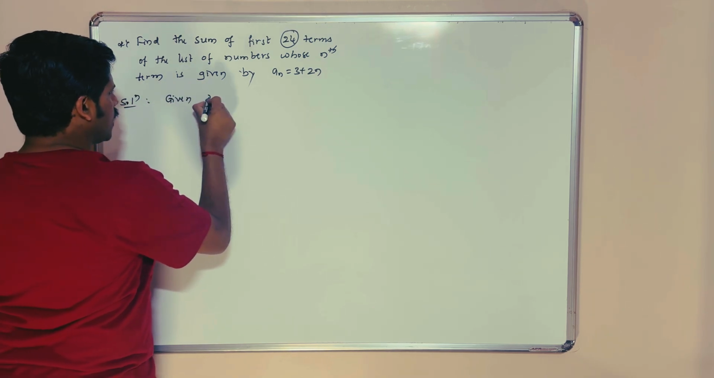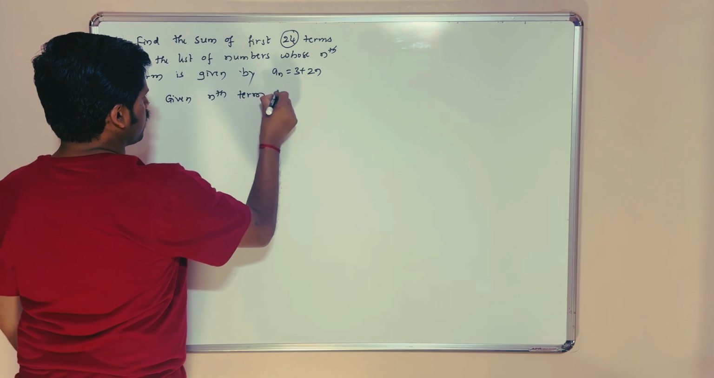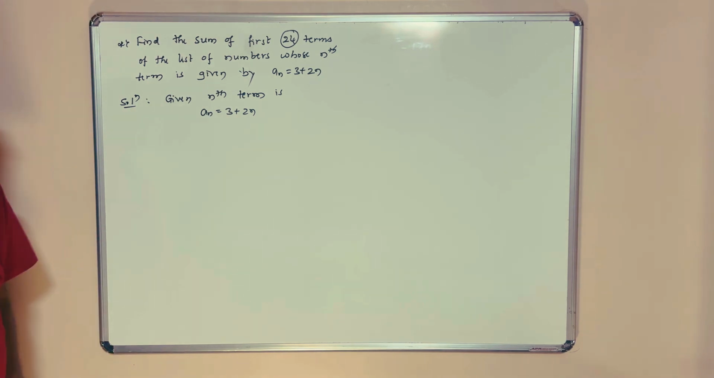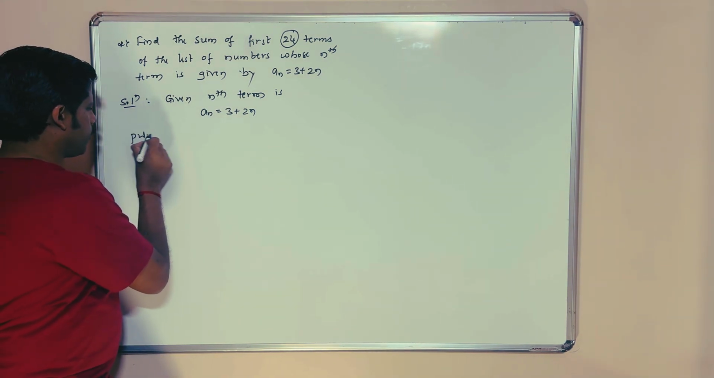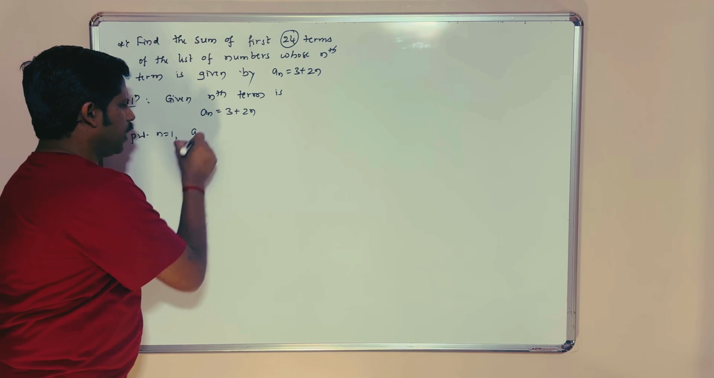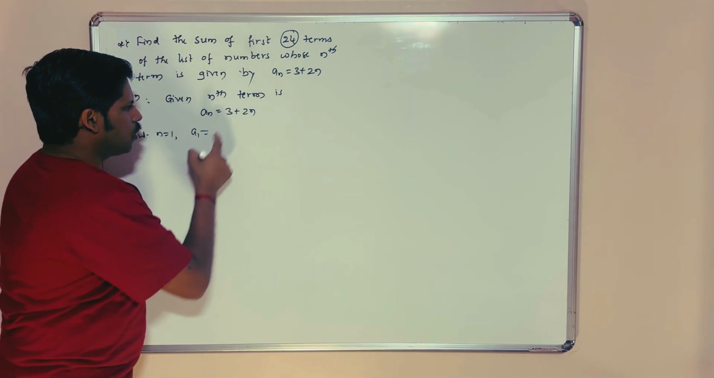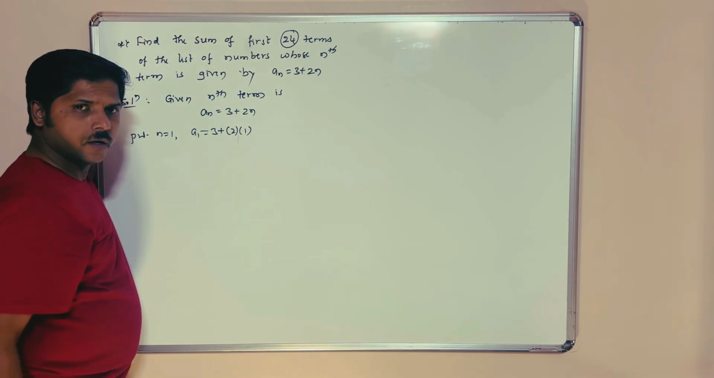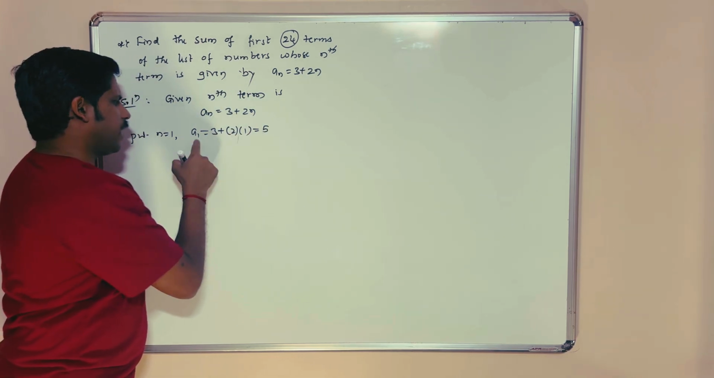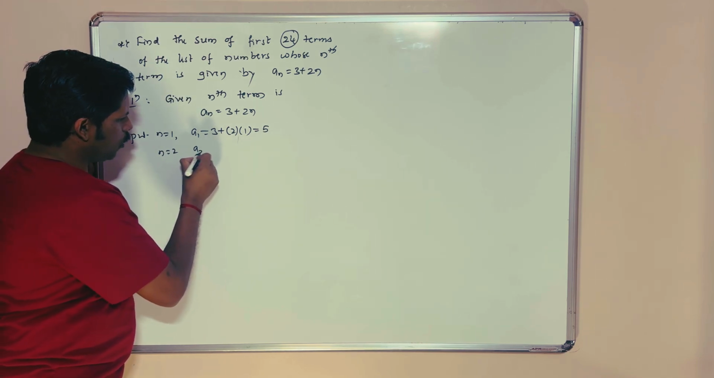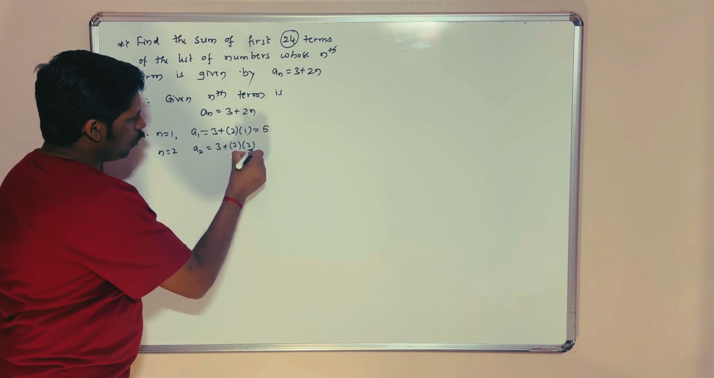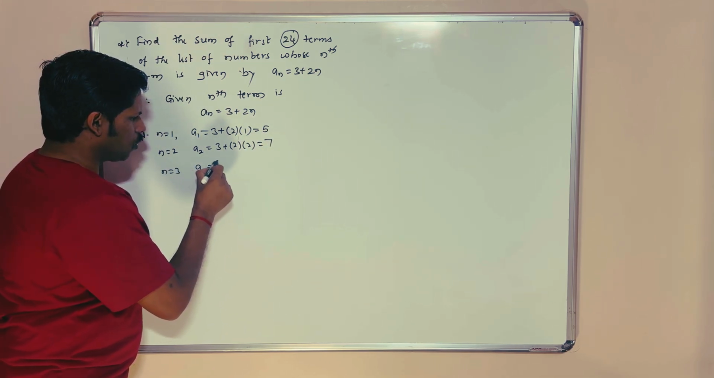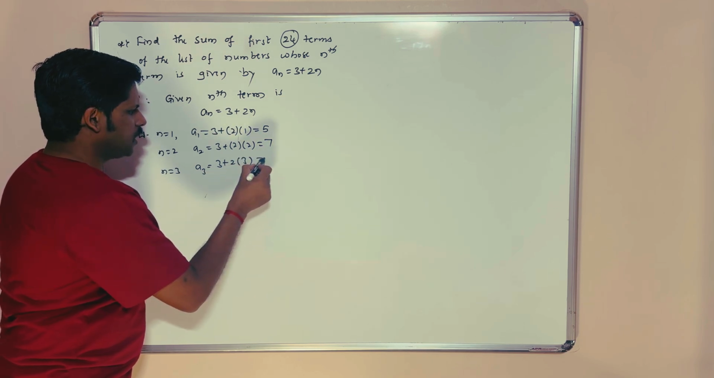So solution, here given nth term is an is equal to 3 plus 2n. First we find some list of numbers. So put n is equal to 1, we get A1, that is the first term. So A1 is equal to 3 plus 2 into 1, because n value is 1. 2 ones are 2, 2 plus 3 is 5. A1 is 5. Put n is equal to 2, then A2 is equal to 3 plus 2 into 2, 4, 4 plus 3 is 7. N is equal to 3, A3 is equal to 3 plus 2 into 3, 6 plus 3 is 9.